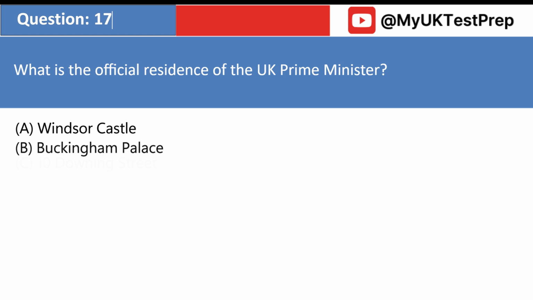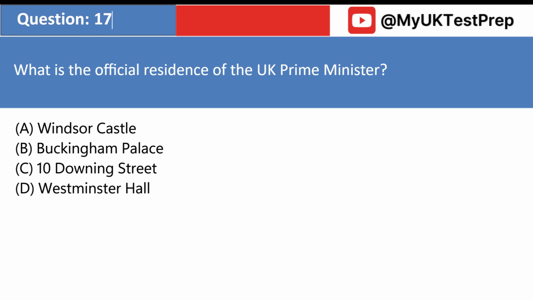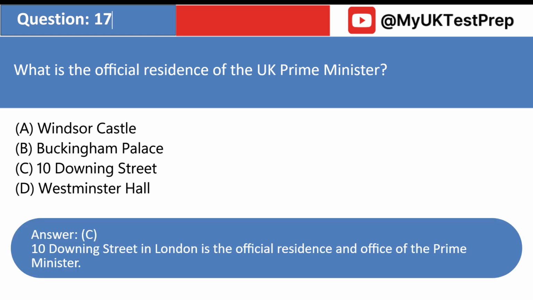What is the official residence of the UK Prime Minister? A. Windsor Castle. B. Buckingham Palace. C. 10, Downing Street. D. Westminster Hall. Answer: C. 10, Downing Street in London is the official residence and office of the Prime Minister.